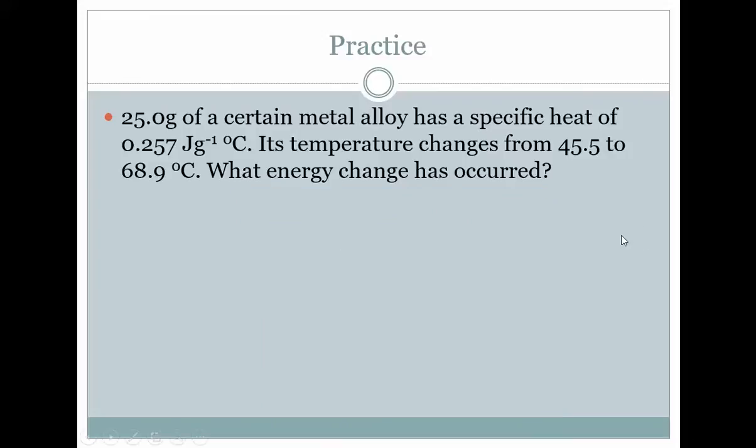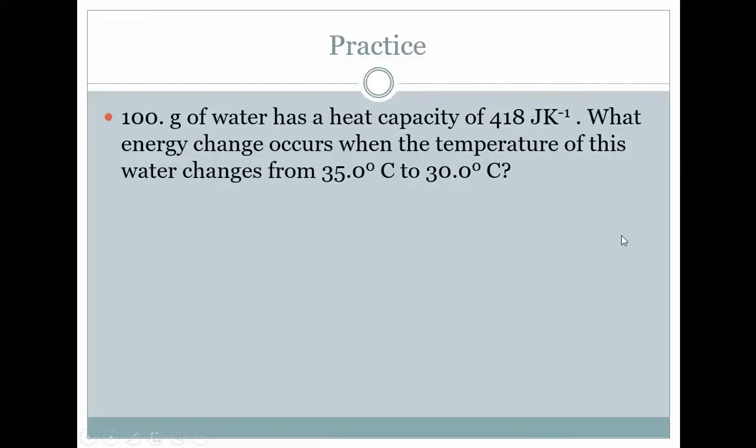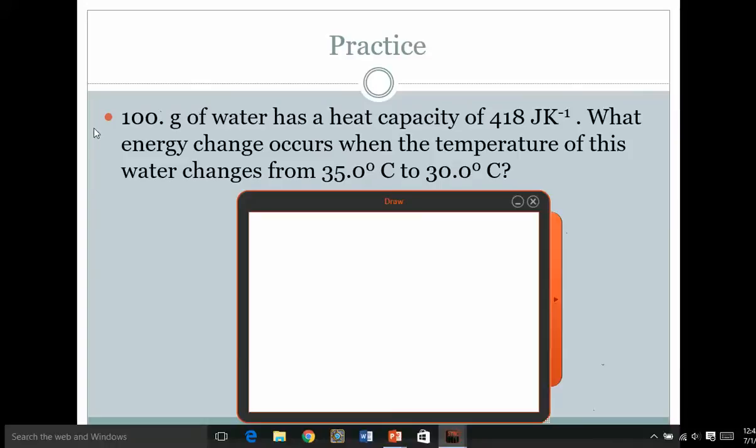Let's try this next one. And again, don't write down this problem, just watch me solve it and you'll have a chance to practice. So it says 100 grams of water has a heat capacity of 418 joule per degree Kelvin. When energy change occurs and the temperature of this water changes from 35 to 30.